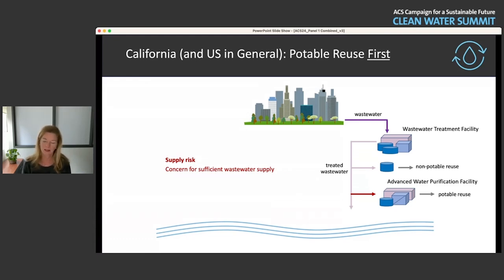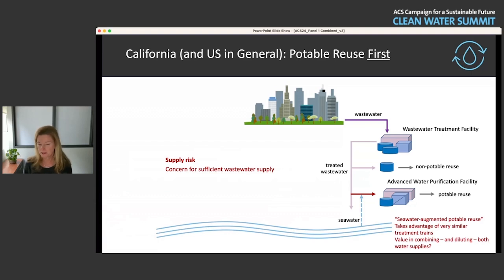So next slide, we've looked at if we could bring seawater in, and we've called this concept seawater augmented potable reuse. And it takes advantage of the similar treatment trains. And so we've proposed these concepts to see if there's value in combining and diluting both water supplies. So next slide.